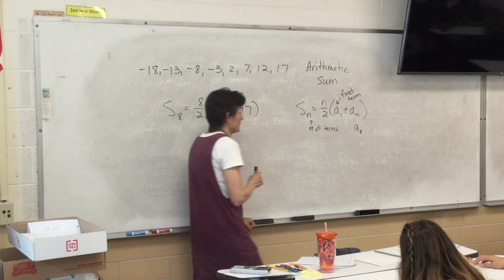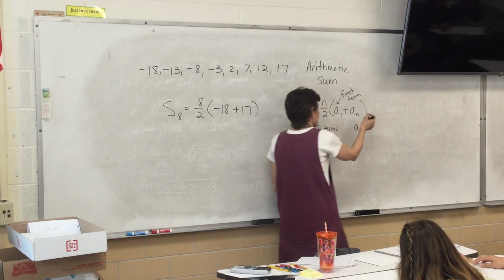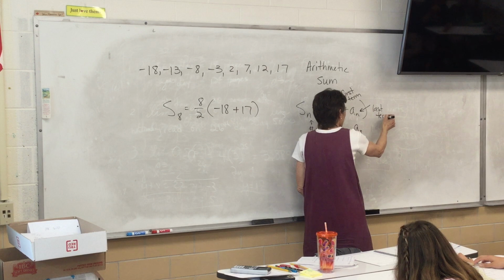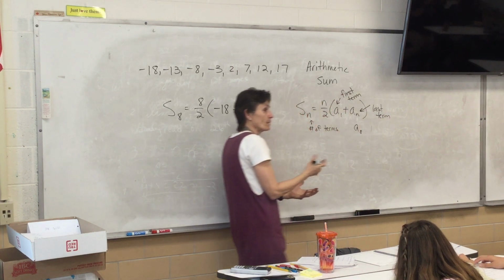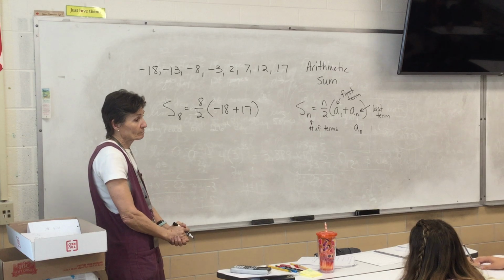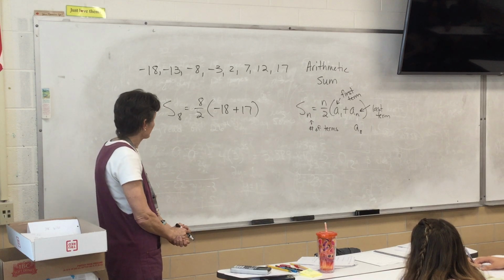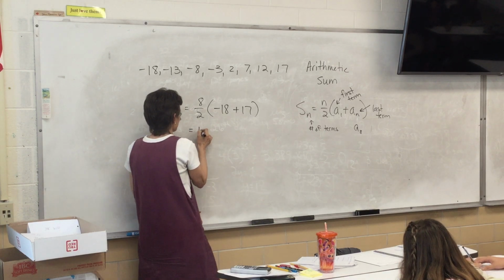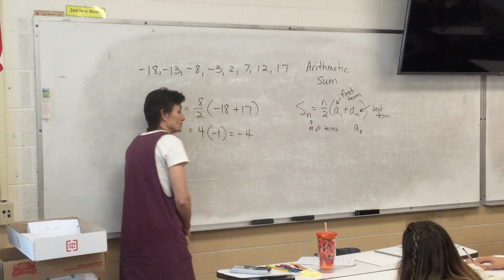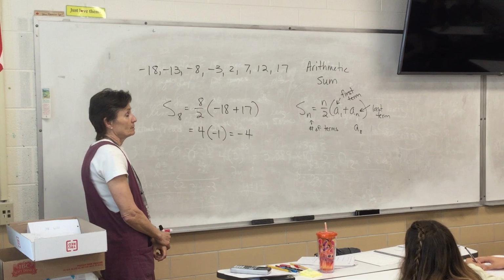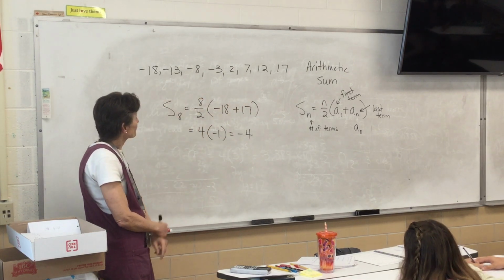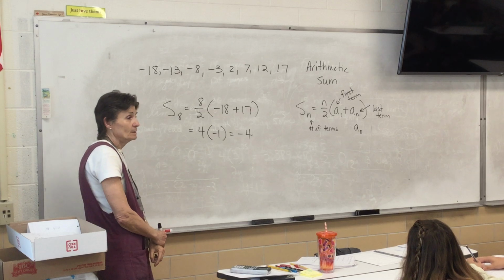So basically, this was the first term and this guy was the last term. He happened to be the 8th one, but that was the last one on my list. So it looks like our sum is going to be 4 times negative 1. I got negative 4 as the answer. If you sat and added all those up, you get negative 4.